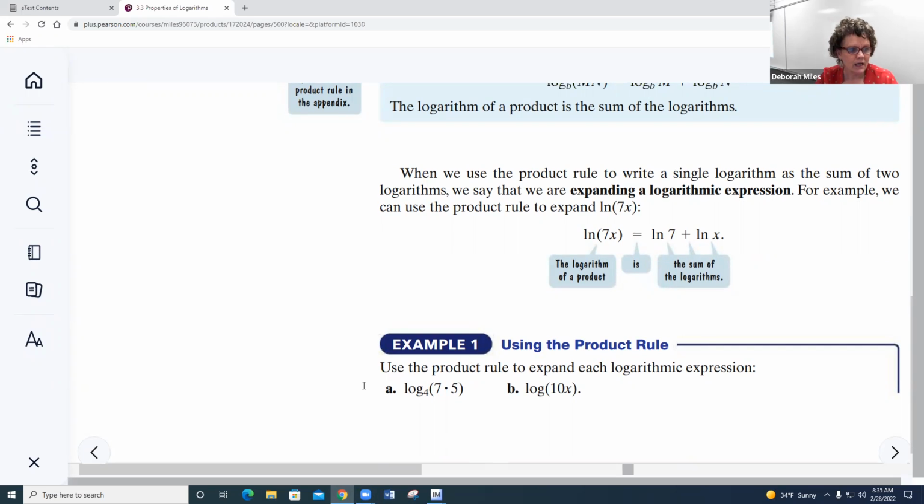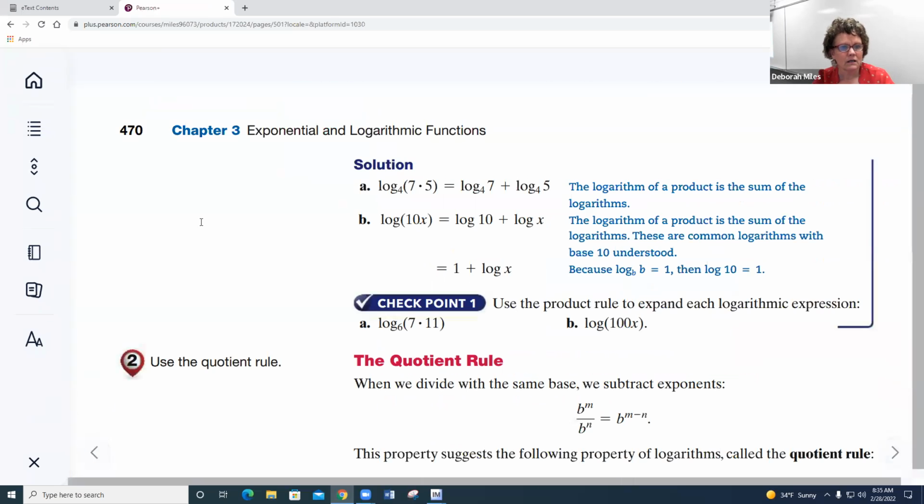Example 1, part A says log base 4 of 7 times 5. Well, that can be written as log base 4 of 7 plus log base 4 of 5. There's really nothing else you can do with that, because I can't tell you the exponent of 4 that gives you 7, and I can't tell you the exponent of 4 that gives you 5. So we expanded that expression, but it wasn't really helpful. We just did what the directions said.